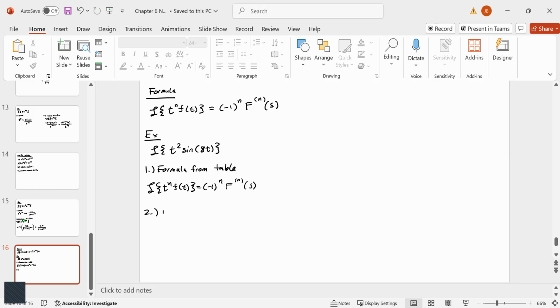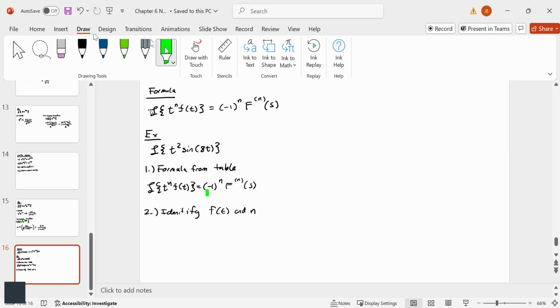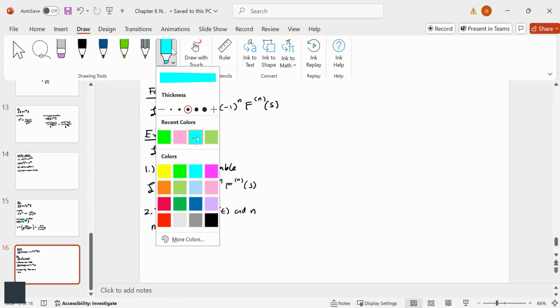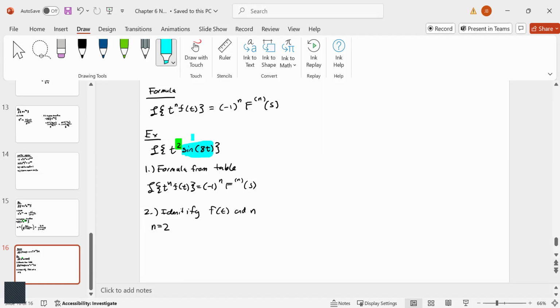Then step two is identify f of t and n. So you want to know what those numbers are, okay? We notice that this is to the second power right here, and so that means we are going to use n equals 2. And the f of t function is the non-polynomial part, so sine of 8t, like that.